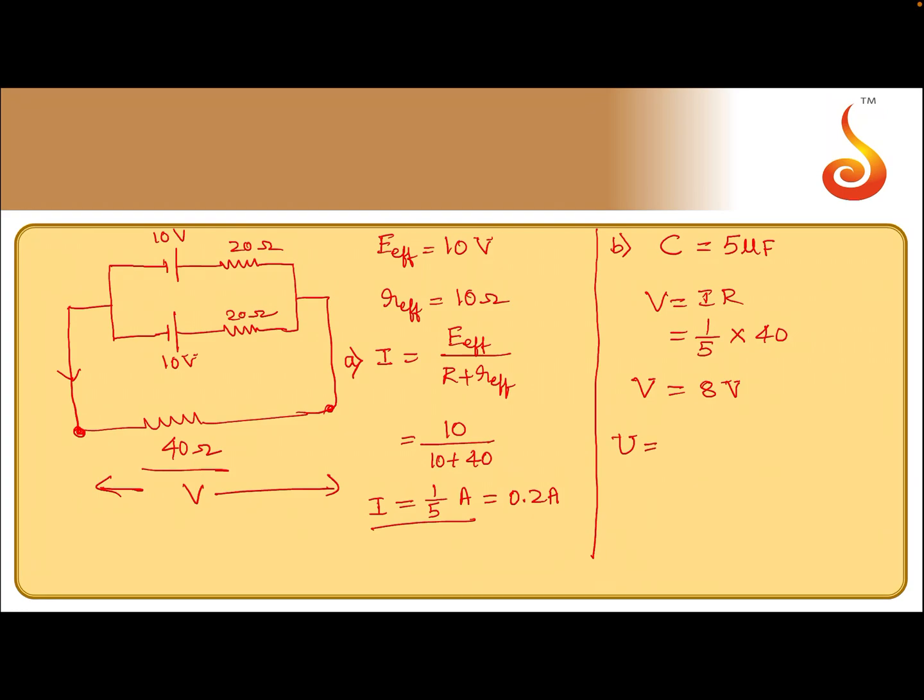So the energy stored in the capacitor will be half CV square. See, we need V for calculating energy, that's why we calculated this. So it should be half into 5 into 10 power minus 6 into 8 square, which is 64. That should be 32 into 5. 32 into 5 is 160 into 10 power minus 6. That is 1.6 into 10 to the power minus 4 joule. So this should be the energy stored.